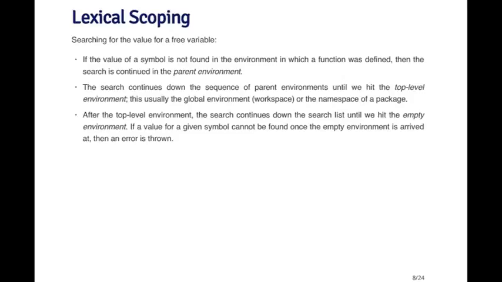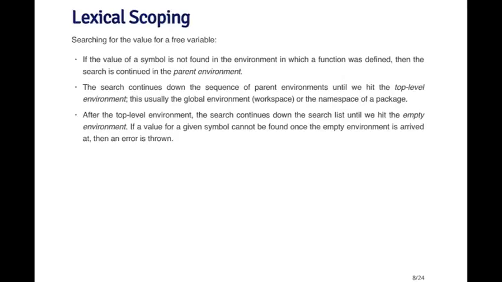Now, it's possible to define a function outside of the global environment, and so generally speaking, a function will look for a value in the environment in which it was defined, and if it can't find it there, then it's going to look in the parent environment. And then if it can't find it there, it will keep looking at the parent environment, and so on, until we hit what's called the top level environment. The top level environment is usually the global environment. However, if the function is defined in a package, then the top level environment is the namespace of that package.